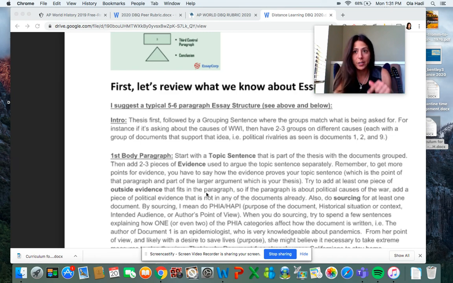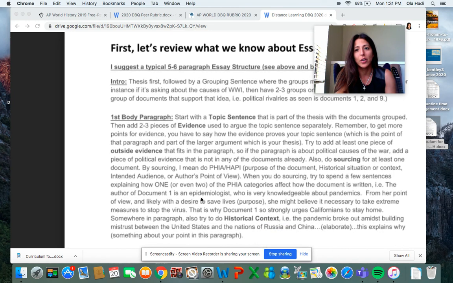Then try to add at least 1 piece of outside evidence that fits in that paragraph. So if the paragraph is about political causes of the war, add a piece of political evidence that's not in any of the documents already. So try to add a piece of outside evidence and then do a sourcing. Sourcing is what we call HIPP or happy. Remember, P stands for purpose, H for historical situation or context. Situation is narrower than context. I is for intended audience, and A is for author's point of view.